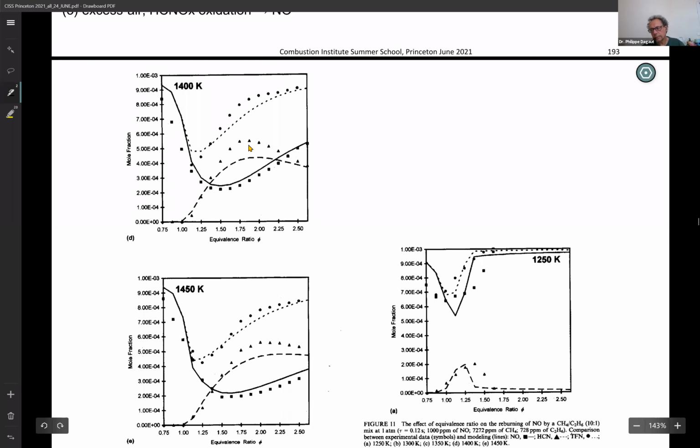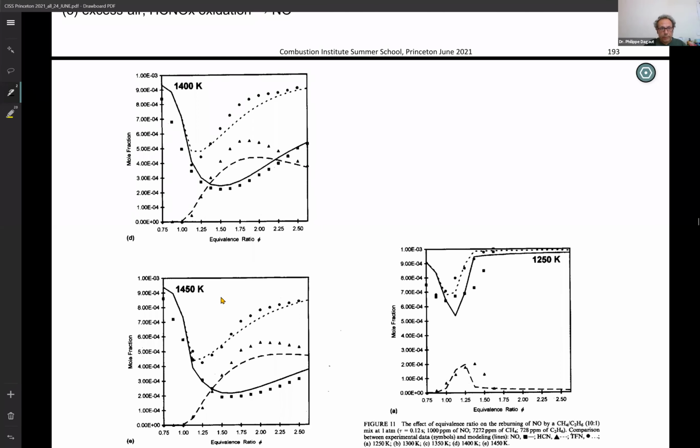So when we were reducing NO by ammonia, we had N2O formed intermediately. Here it's HCN, which is formed. And this TFN is the overall result of the reduction, and it tells you that reduction can go up to 50%, because there is this HCN, which in real life will in turn be converted to NO again.